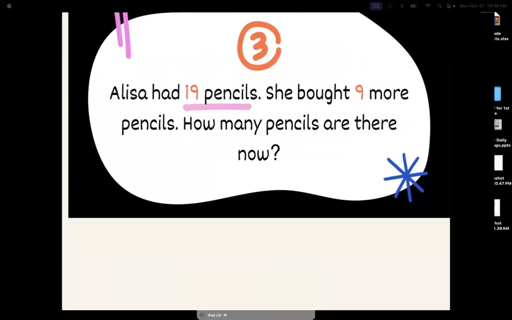Alyssa has 19 pencils. She bought 9 more pencils. How many pencils are there now? Is she doing addition or subtraction? I know it is. I didn't have to count because if you have 19, it's before 20. Then it's 29. It's 29. So you're going to add?